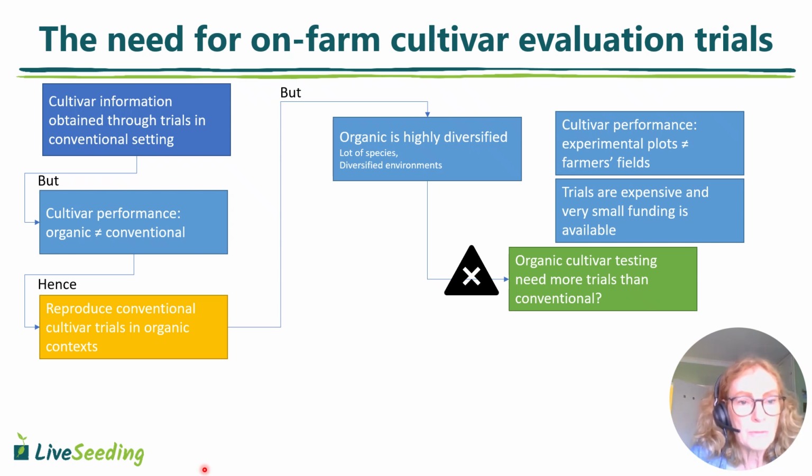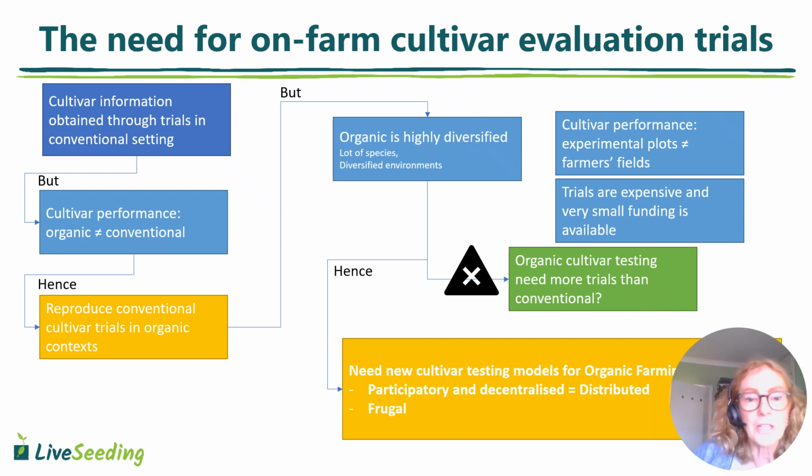So one approach would be to reproduce these conventional cultivar trials in an organic context. So just go out and perform many mini plot trials on a limited number of farms, but under organic conditions. But the argument against that is that organic farming is highly diversified. So you'd need lots of environments. And of course, we have lots of species that need trialing as well, right? So it would become quite expensive and resource intensive to do that. So organic cultivar testing might need more trials than in conventional systems.